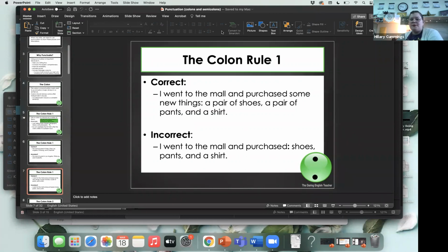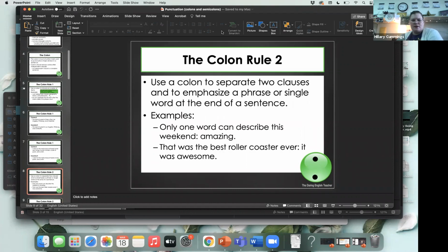I went to the mall and purchased some new things. Here's the things I purchased. So I'm going to use a colon: a pair of shoes, a pair of pants, and a shirt. Incorrectly would be if you wrote, I went to the mall and purchased, colon. That's not going to work, right? I went to the mall and purchased. That's an incomplete sentence.